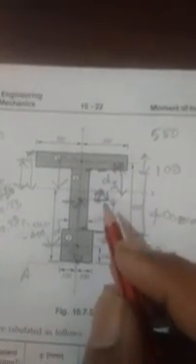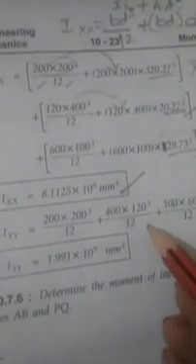Next, see here, this is the b and this is the d in the y direction. Taking this in the IYY now, b will become 400 and d will become 120. So 400 into 120 cube divided by 12. Next is this third section. The thickness is 100, so this is the b, 100, and this other one is 600. So 600 cube divided by 12.